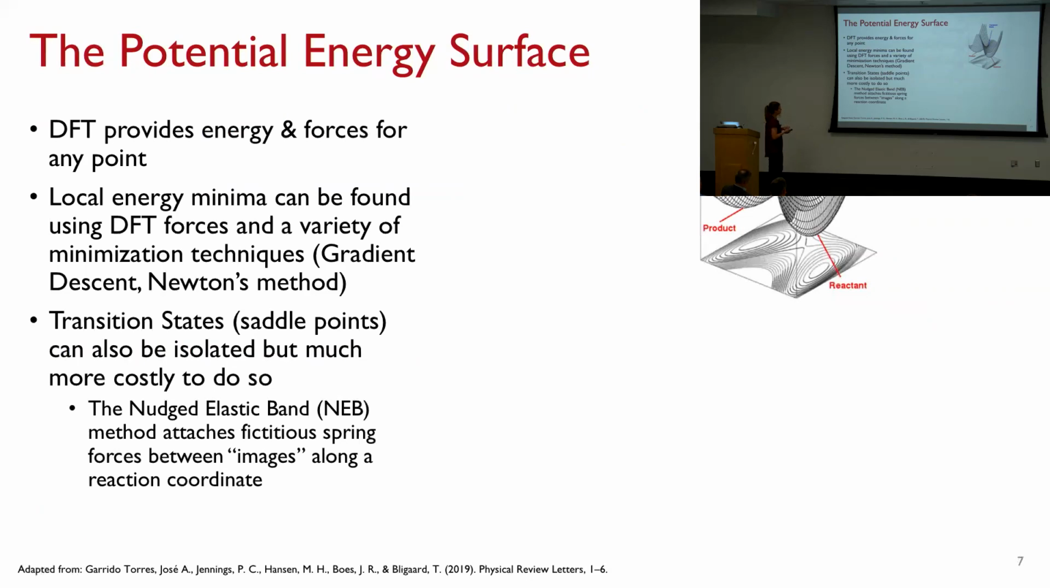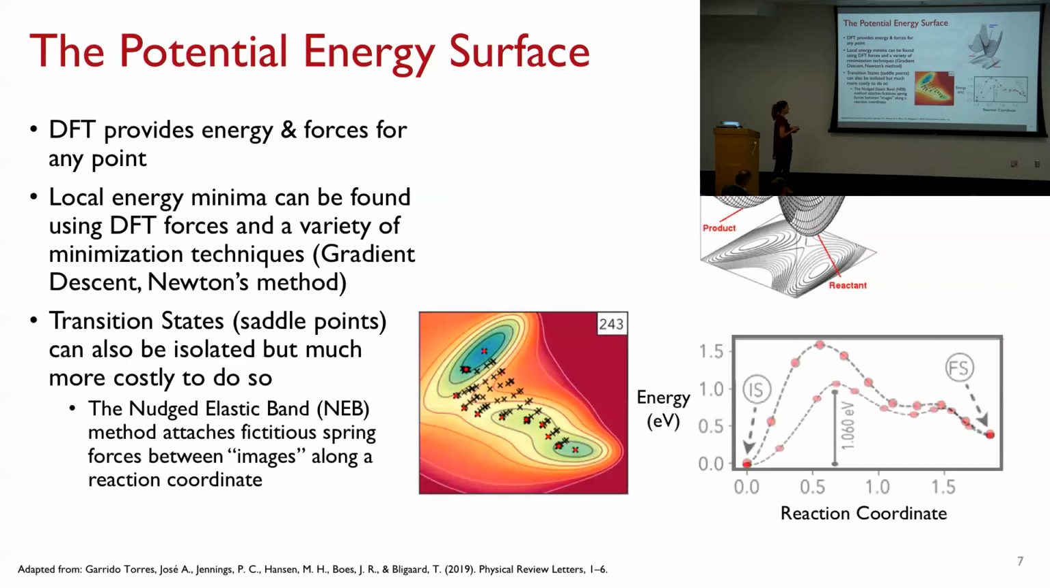The local ground state energy. Transition states, however, can also be isolated using DFT, but it's much more computationally expensive, much harder to do so. So in practice, we use something called the nudged elastic band method, or NEB method, where we linearly interpolate between our initial state and our final state, some number of images.